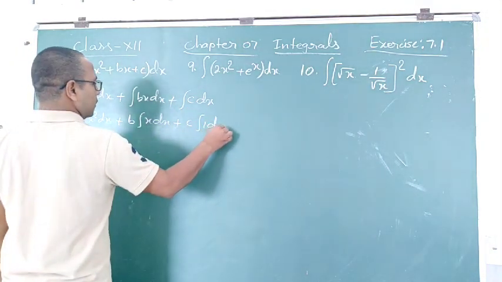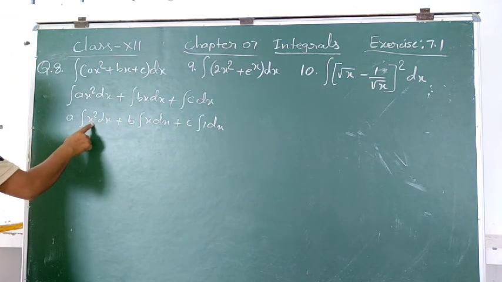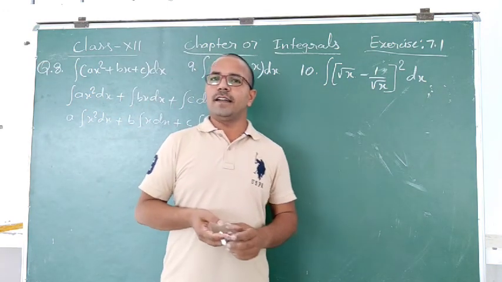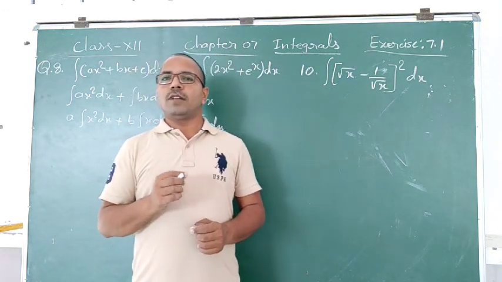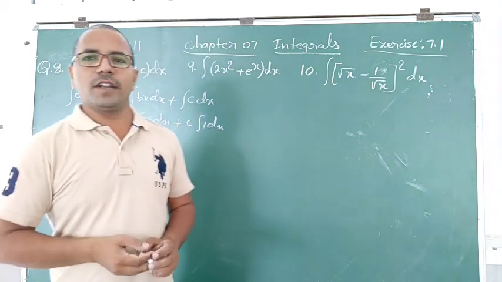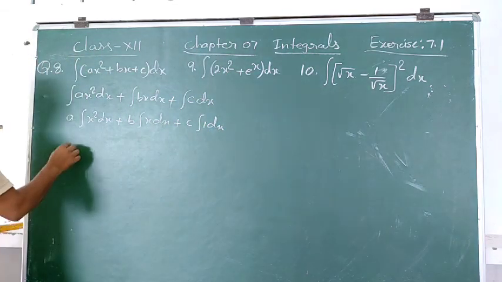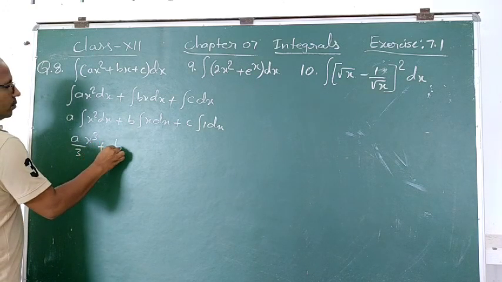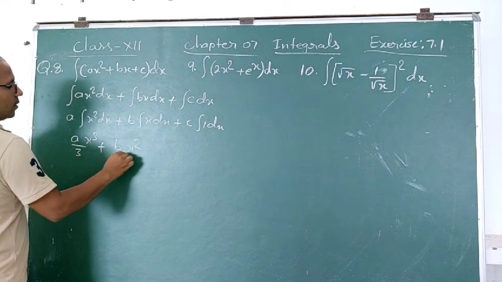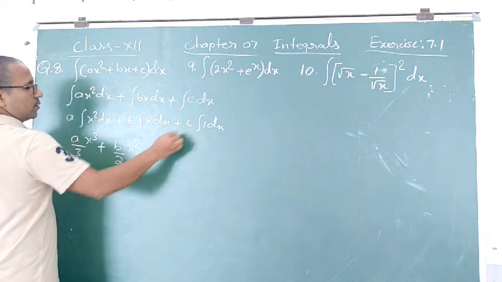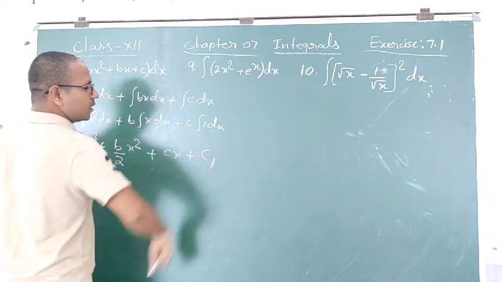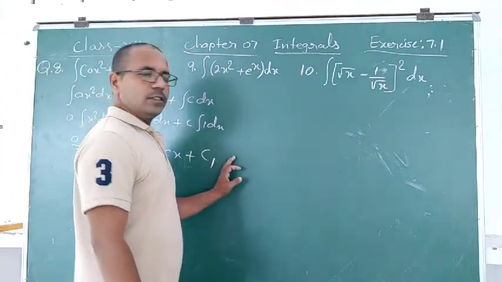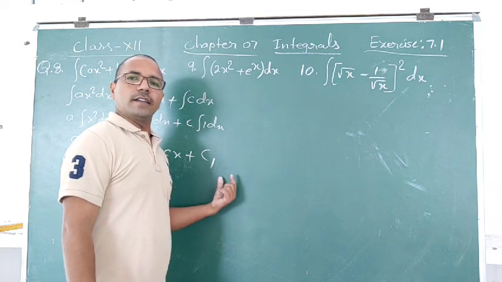So integral of x square, as we know, x to the power n dx integral is x to the power n plus 1 upon n plus 1, we have to use this formula. So how much will we get here? a x cube by 3 plus b x square by 2 plus cx plus one constant, you can use c1 also. Clear students? Because c is already used, so no need to use c again. You may take any other constant.